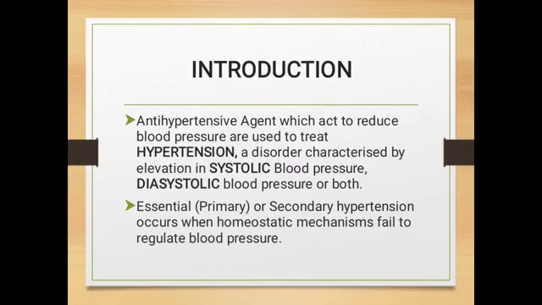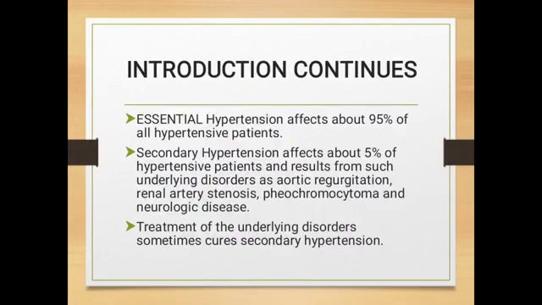Now, when it comes to hypertension, we have what is termed as essential or primary hypertension as well as secondary hypertension. Essential hypertension affects the majority of individuals, and it has no specific cause, but it may be related to genetics, the family you are born into, amongst other predispositions. Secondary hypertension accounts for about 5% of hypertensive patients and results from underlying disorders such as aortic regurgitation, renal artery stenosis, pheochromocytoma, and neurological diseases.